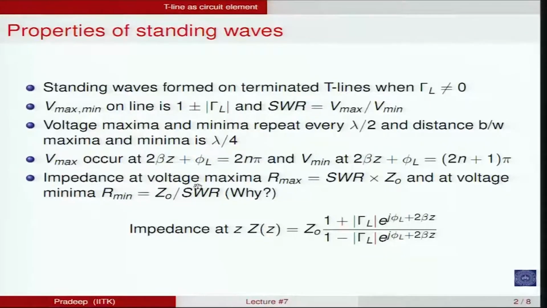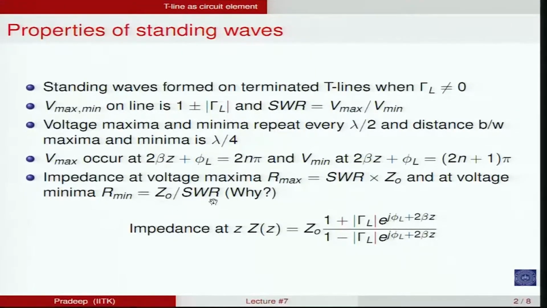What is the impedance at voltage maxima? At the voltage maxima, we know that the voltage itself is V0 plus times 1 plus mod gamma L. At that point, the current will be equal to V0 plus by Z0 times 1 minus mod gamma L. The ratio of these two is the standing wave ratio times Z0. So the impedance at the voltage maxima is real and is given by SWR times Z0, and at voltage minima the impedance is again real, but given by Z0 by SWR. I am assuming that Z0 itself is real. You can show these two as a simple exercise.